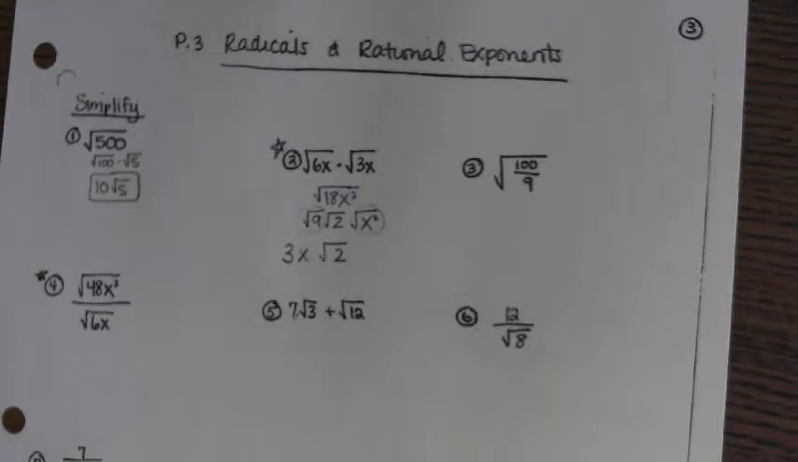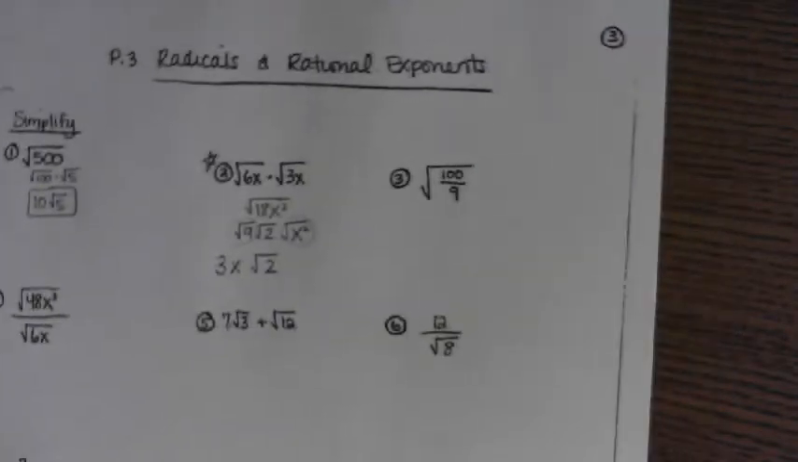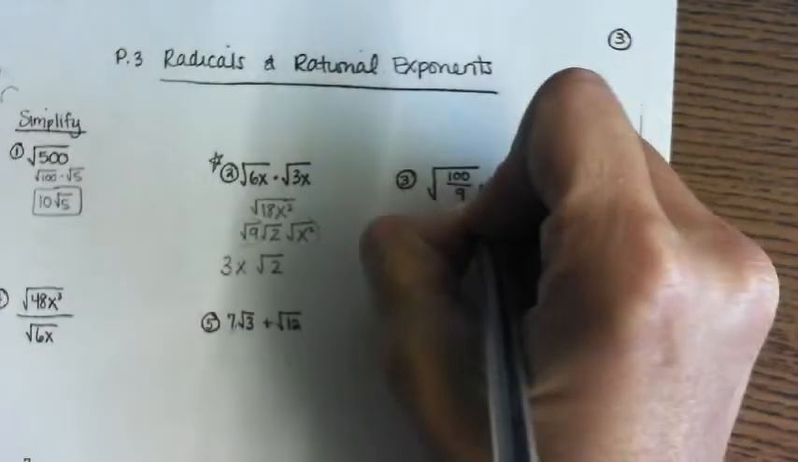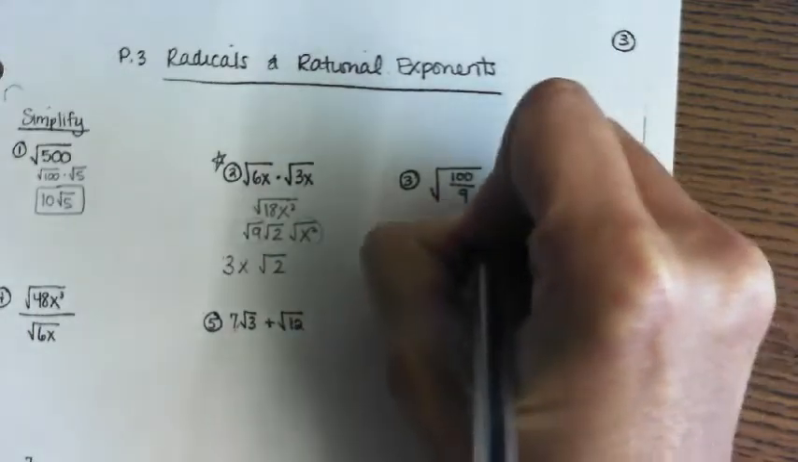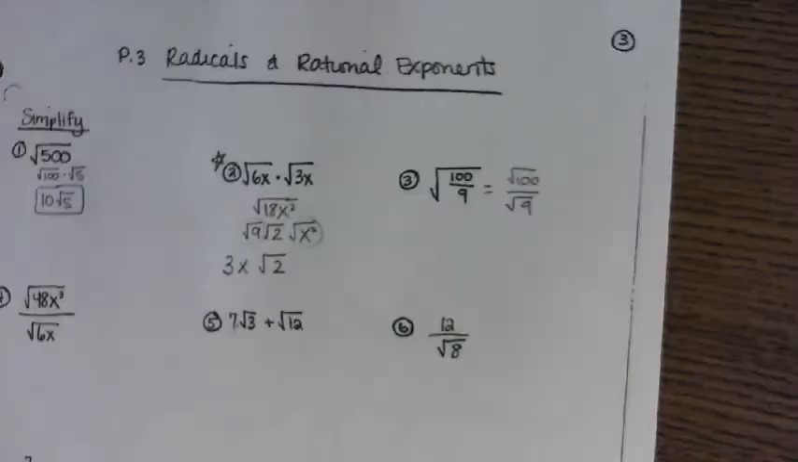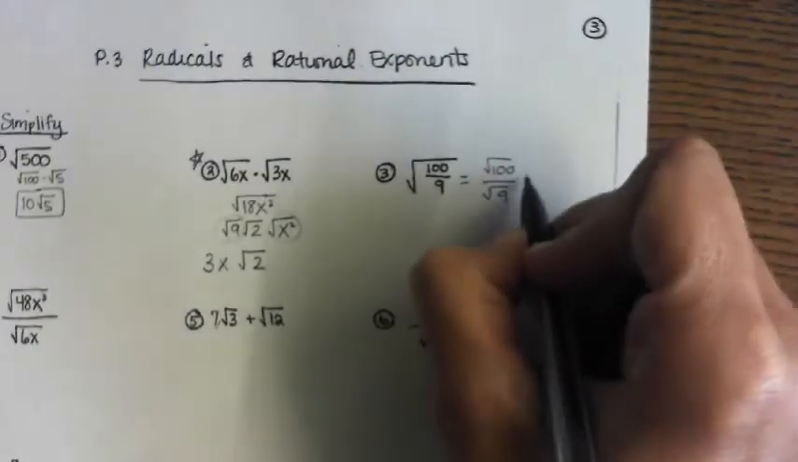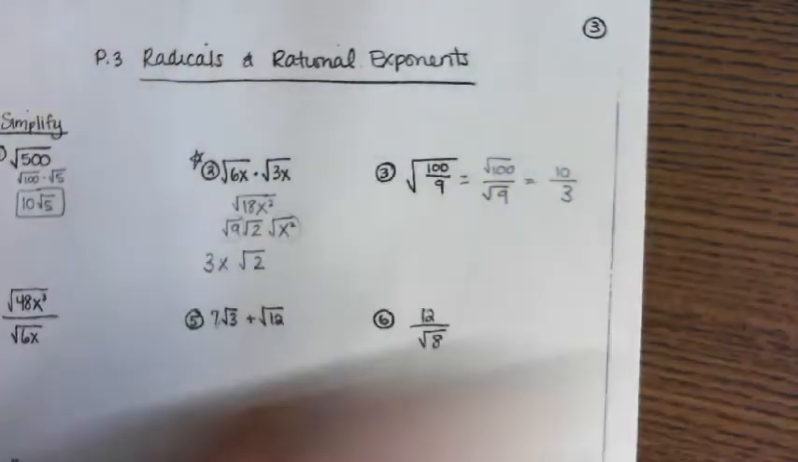That'll be one of our little adult moments where we're getting to a little bit of nitty-gritty math here, and we got to think about special cases. But anyway, number 3, with a fraction, you sort of just split it up. Root 100 over root 9, and that just gives us 10 over 3.